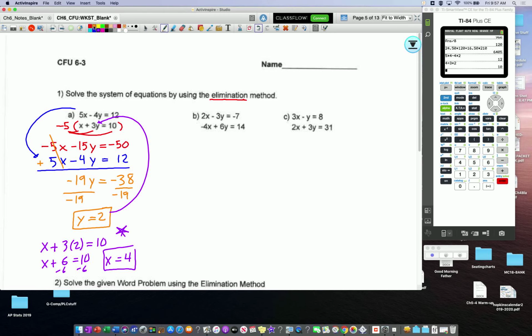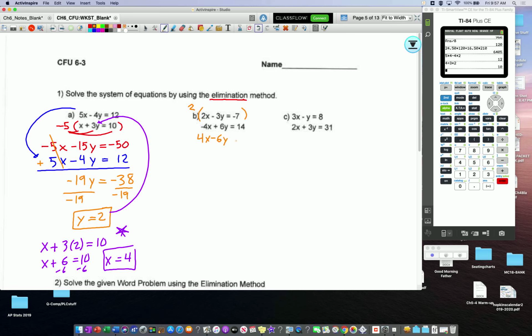All right, let's try the second one. So on the second one here, I'm going to multiply this equation because I'm thinking, 2 does go into 4 2 times. So if I multiply this by 2, I'm actually making it positive 4, which makes it the opposites. Those are going to cancel. So I just finish it out.